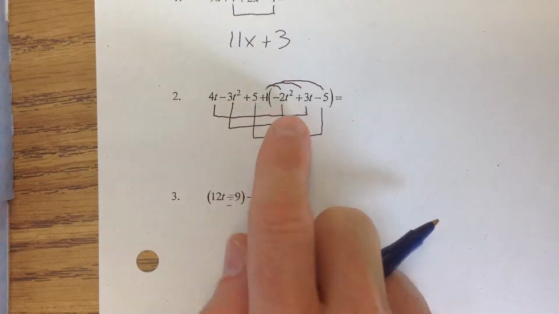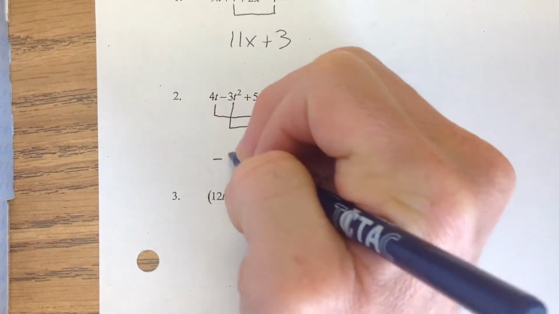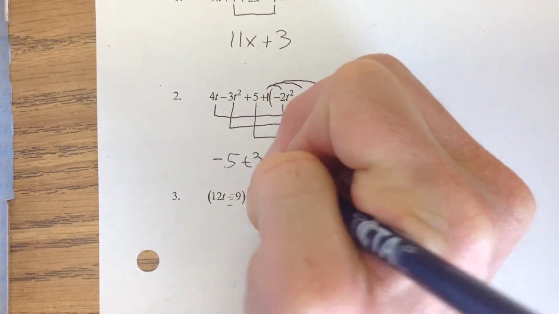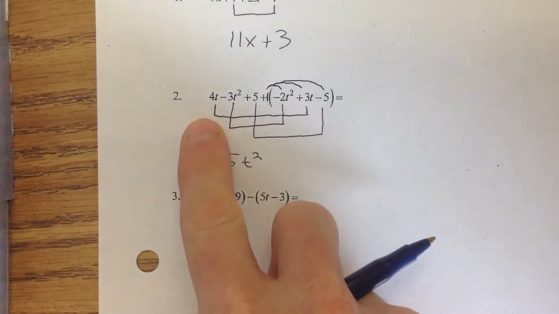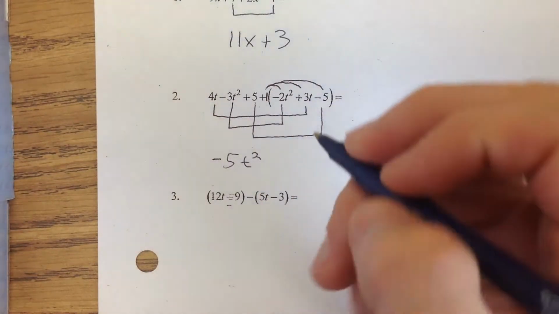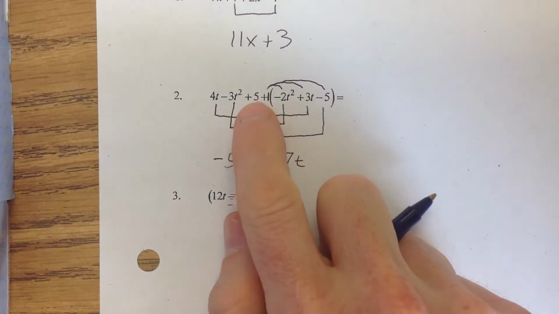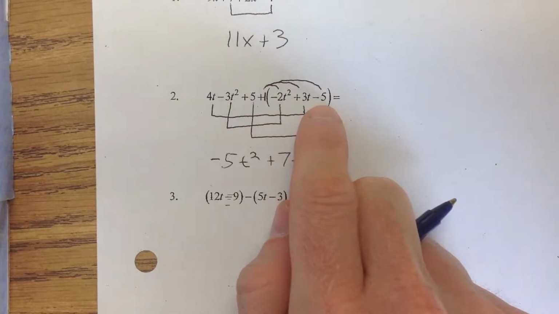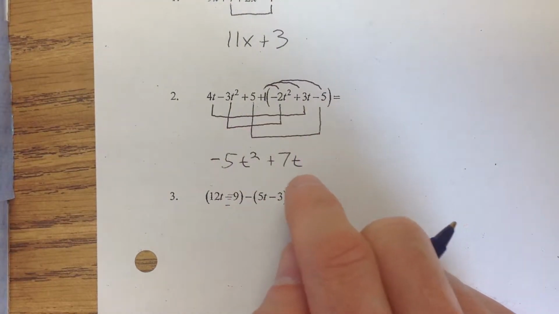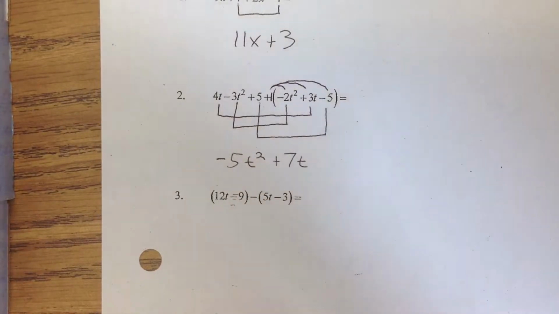So negative 3 minus 2 is negative 5t squared. 4t plus 3t is a positive 7t. And then a positive 5 and a negative 5 are going to be 0, so we don't actually have to write that at all. I'm just going to leave that as negative 5t squared plus 7t.